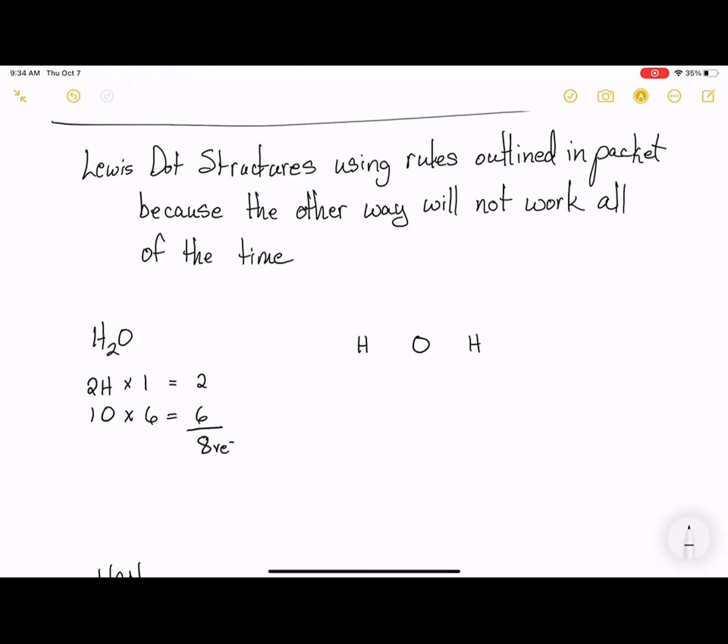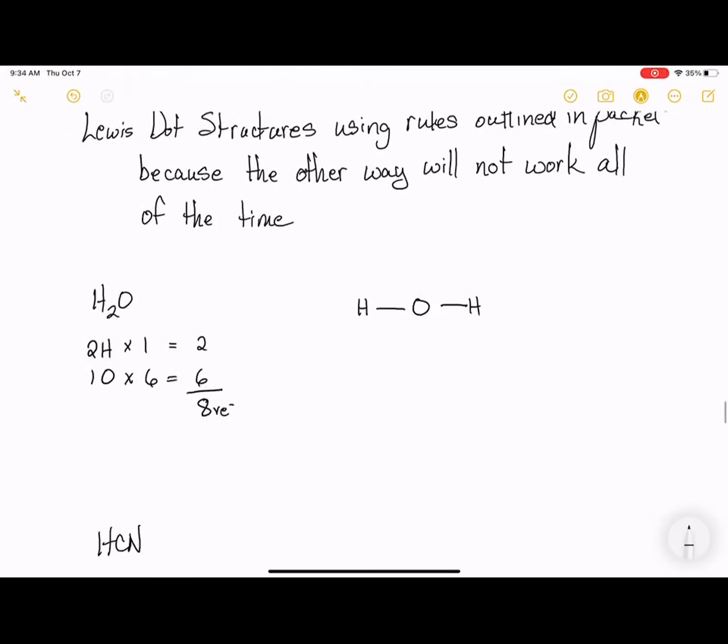Now we have to distribute the electrons amongst our atoms. And we want to make sure that each atom in the molecule gets an octet, with hydrogen only needing 2 and boron needing a maximum of 6, or it has to have at least 6. So we start by drawing a single bond between the external atoms, the terminal atoms, and the central atom.